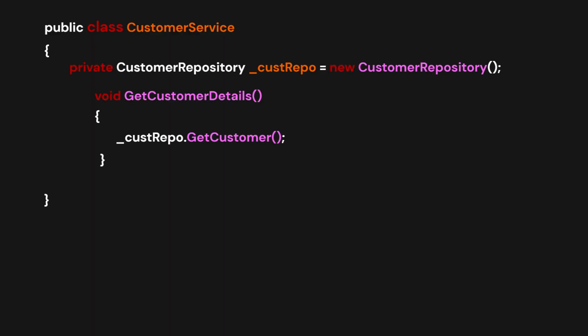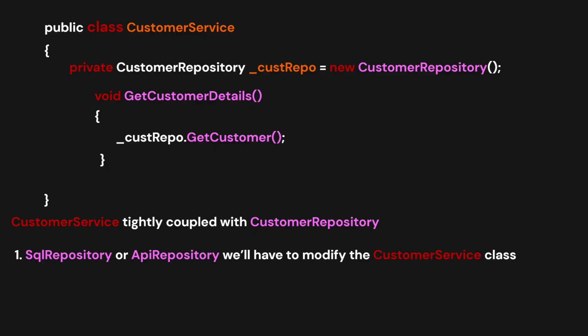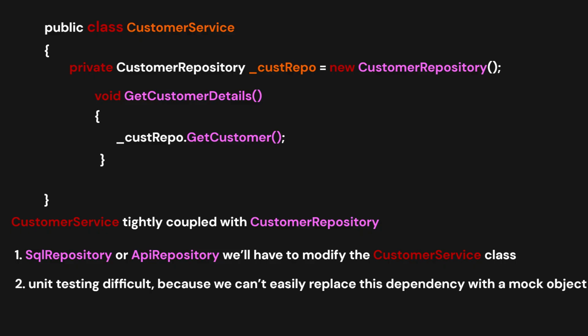So at first glance, this looks fine, right? But the problem here is our customer service class is now tightly coupled with customer repository. That means if tomorrow we want to use a different repository, say SQL repository or API repository, we will have to modify the customer service. And it also makes unit testing difficult because we can't easily replace the dependency with a mock object. So how do we fix this problem? That's where dependency injection comes into the picture.